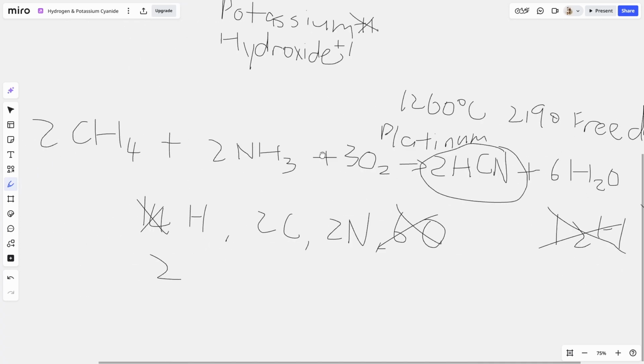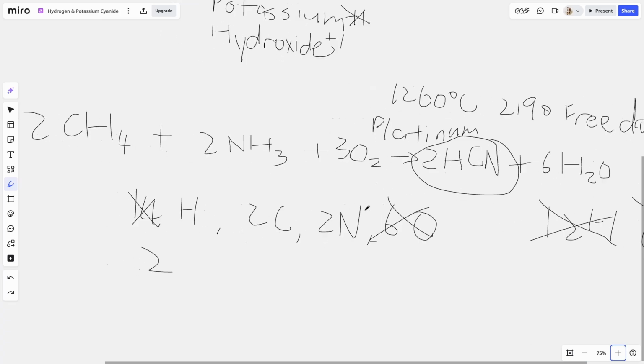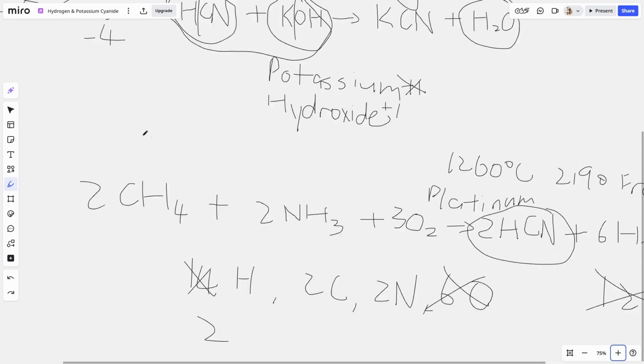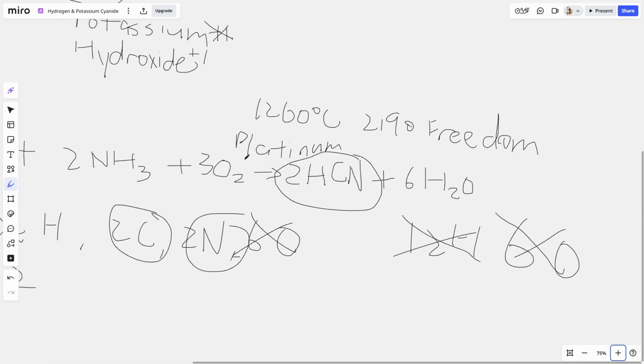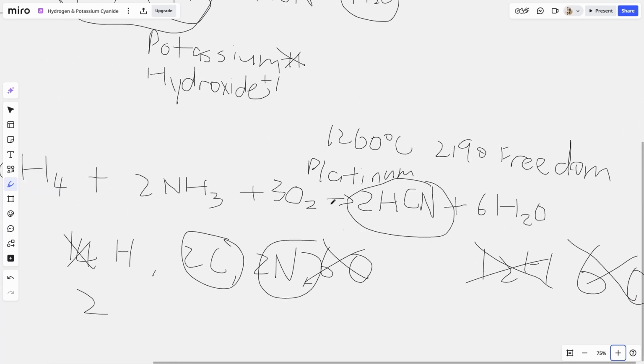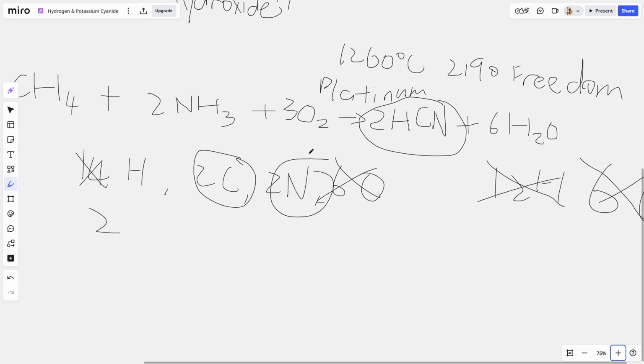High heat will break apart all of these bonds here. And with these bonds broken, we have tons of these radicals all running around, and then they will collide. Platinum is good for this as it has a large surface area, and it will help with the breaking apart of all of these bonds.